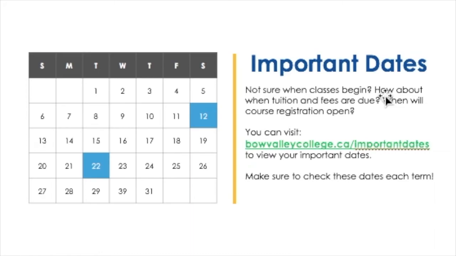Every term, the college has important dates that you need to keep in mind. These include registration dates for your next semester, fee deadlines, deadlines for adding and dropping courses, and transfer credit deadlines I was telling you about. Jot down this website and visit it often so that you're aware of what important dates are approaching. You can also pick up a handy bookmark of important dates each semester at Academic Advising.